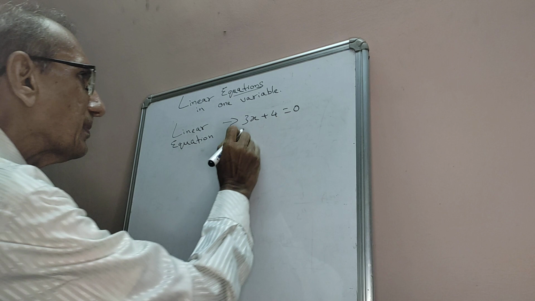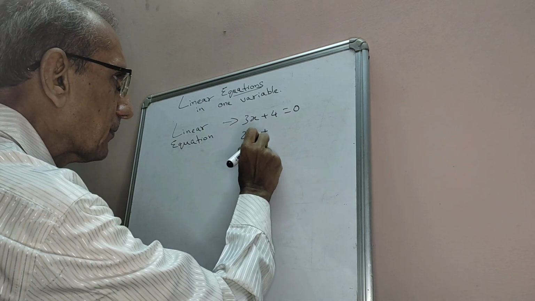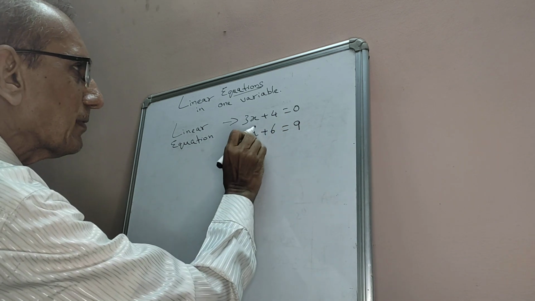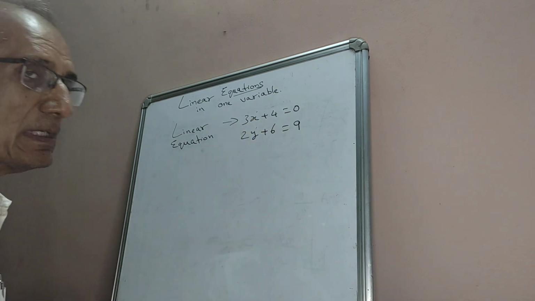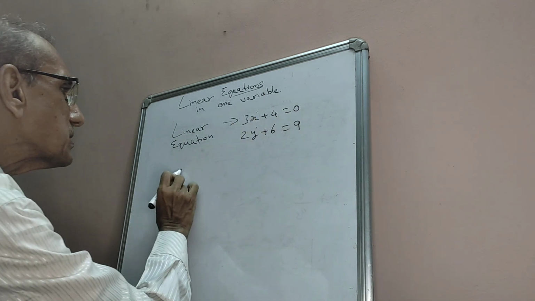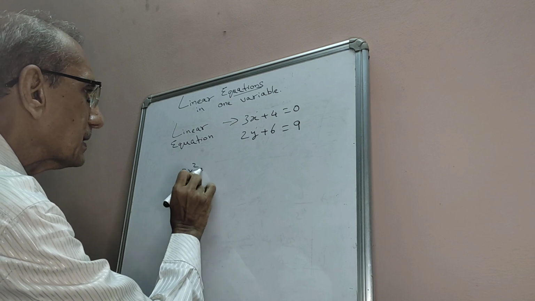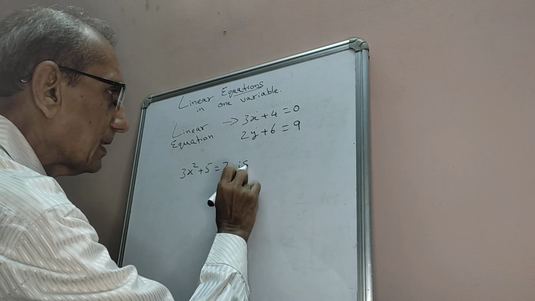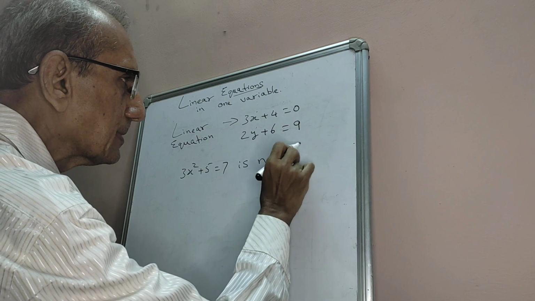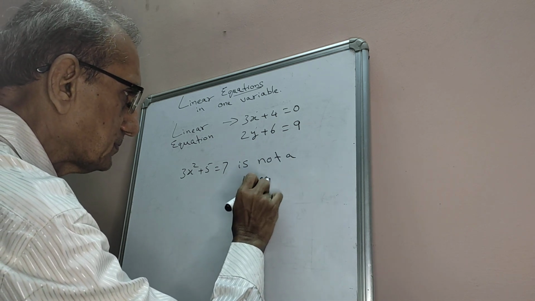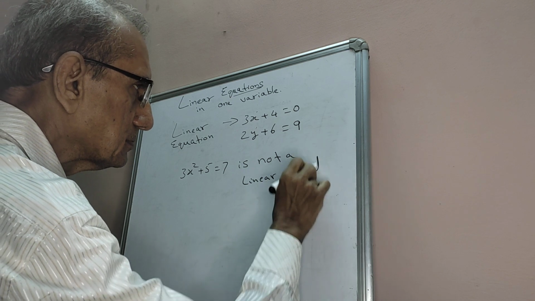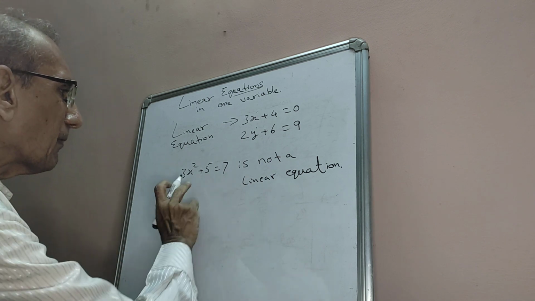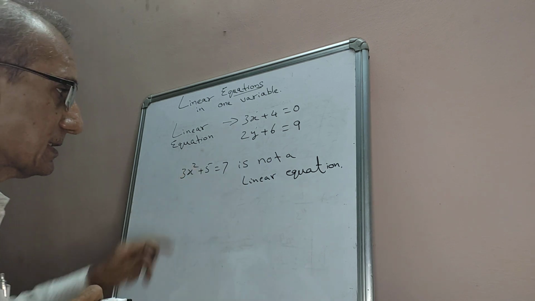I can give you many more examples. 2y plus 6 is equal to 9. This is a linear equation. Why? Because the power over here is only 1. Equations like 3x squared plus 5 is equal to 7 is not a linear equation. Why? Because the power of the variable is more than 1, greater than 1, it's 2.